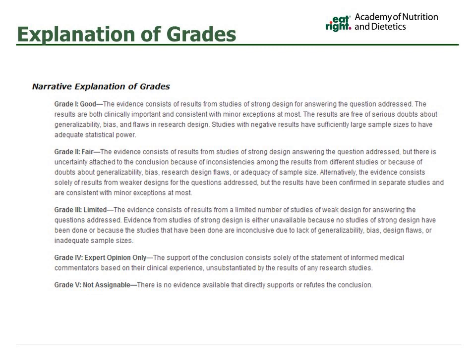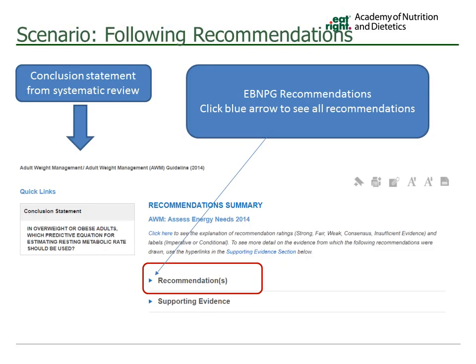That's a grade 2. Grade 3 means there's limited evidence. Grade 4 is considered expert opinion. And grade 5 means not assignable. There's no evidence available that directly supports or refutes. So it doesn't mean that it's wrong. It's just that you can neither confirm nor deny the conclusion statement. So that's an important interpretation of the grades that you will see for every conclusion statement.